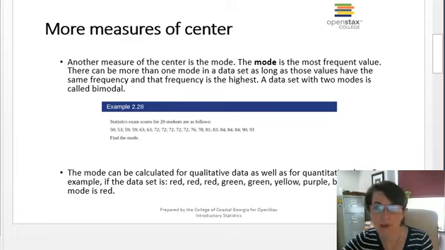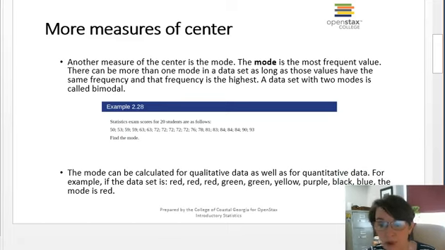So that is the way the mode is, and it can be calculated for qualitative as well as quantitative data, which is different than a lot of the data that we have been working with. So we can have any kind of data set and find out that mode. It's the one that is the most often.